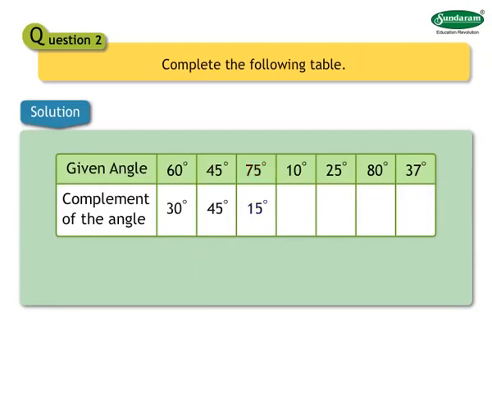When the given angle is 10 degrees, its complement will be 90 minus 10, which is equal to 80 degrees. When the given angle is 25 degrees, its complement will be 90 minus 25, which is equal to 65 degrees. When the given angle is 80 degrees, its complement will be 90 minus 80, which is equal to 10 degrees. When the given angle is 37 degrees, its complement will be 90 minus 37, which is equal to 53 degrees.